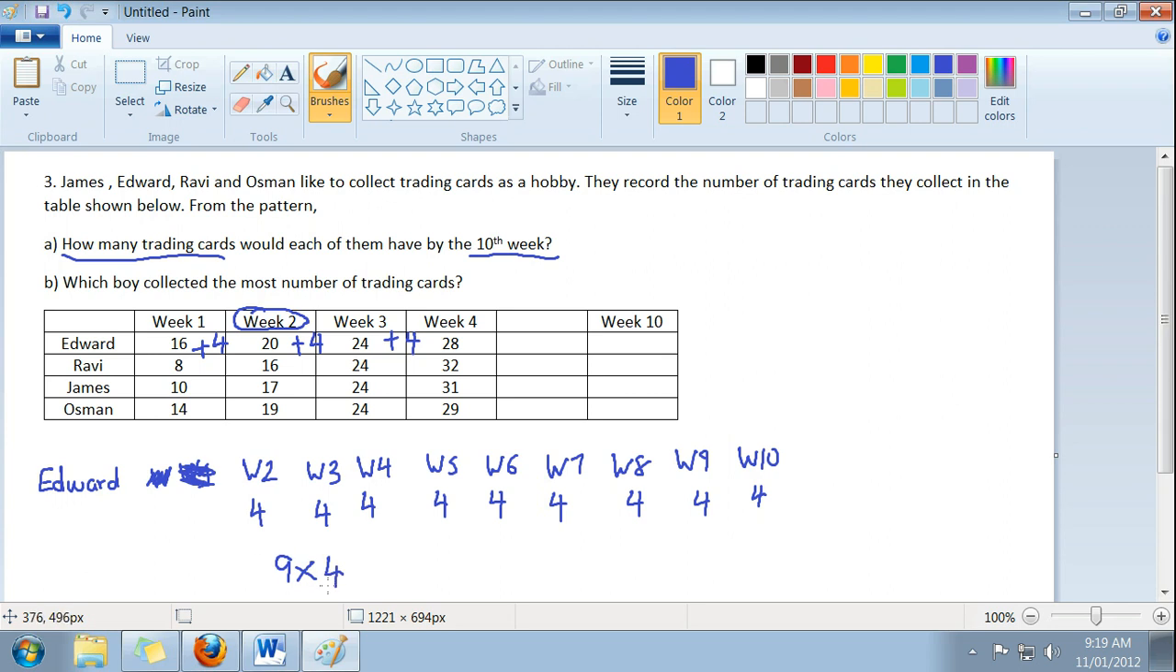Okay? Now 9 times 4 basically means 4 plus 4 plus 4, 3, 4, 5, 6, 7, 8, 9. So rather than writing 4 plus 4 9 times, we write 9 times 4 because multiplication is the quicker way of repeated addition. Okay? So this is what we can do now.